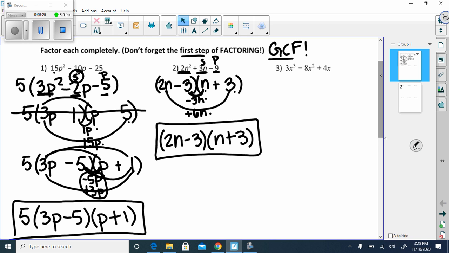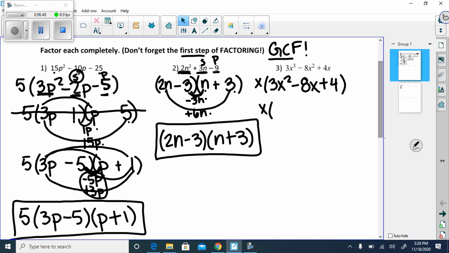Okay, number 3. I am looking for a GCF first. So there's not any numbers I can pull out, but they do all have a variable of x in common. So I'm going to be able to factor out an x. So if I pull out 1x, I'll be left with 3x squared minus 8x plus 4.